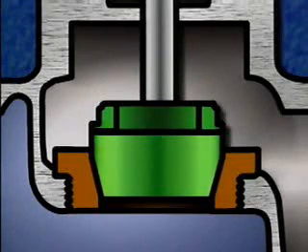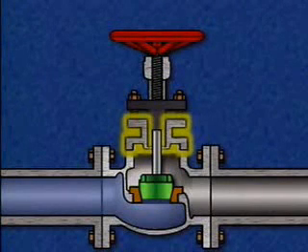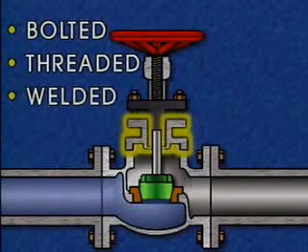The removable bonnet is designed to allow access to the interior of the valve and to provide a leak-proof seal. It also supports the other valve components. The bonnet can be bolted, threaded, or welded to the valve body.